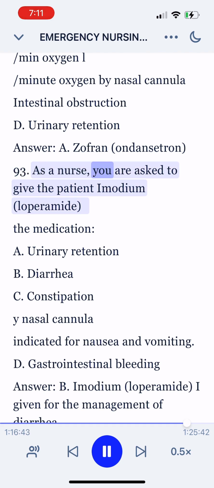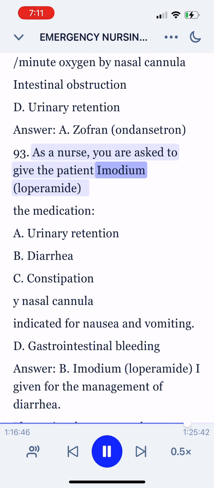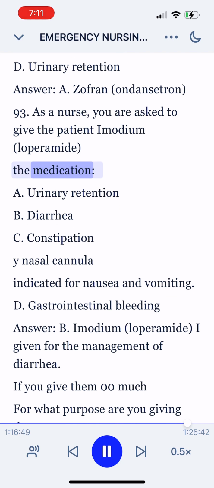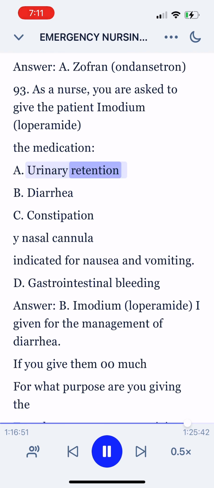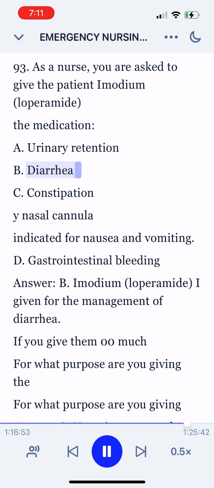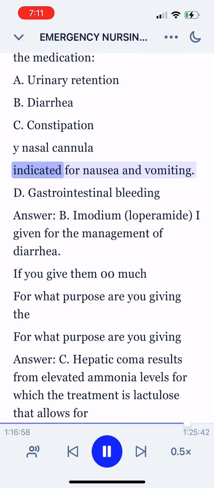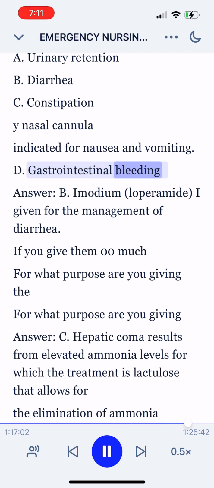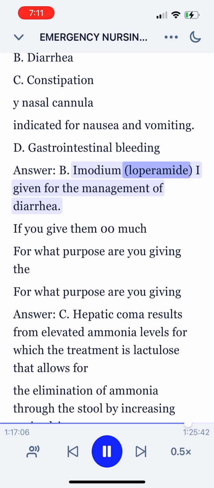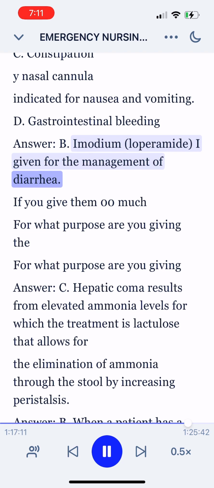93. As a nurse, you are asked to give the patient Imodium, loperamide. The medication is indicated for: A. Urinary retention. B. Diarrhea. C. Constipation. D. Gastrointestinal bleeding. Answer B. Imodium, loperamide is given for the management of diarrhea.